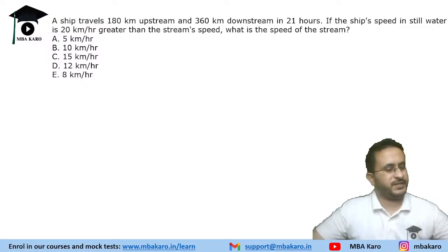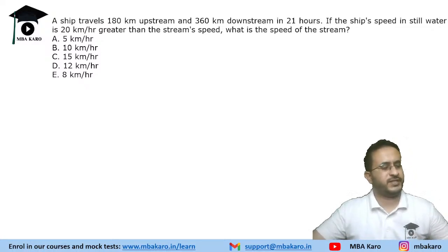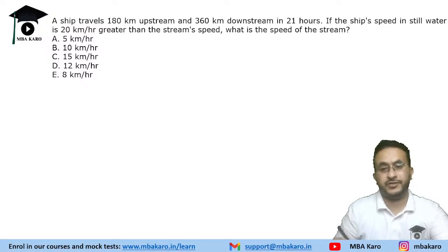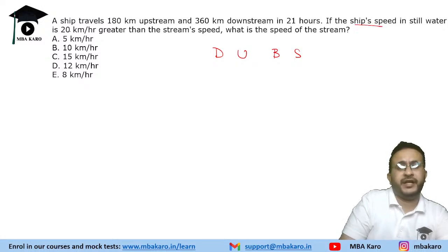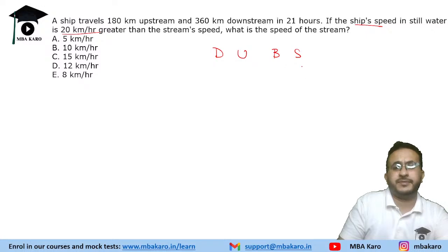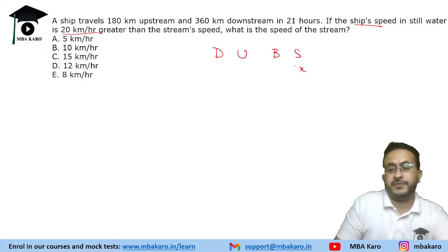So what happens in case of boats and streams is there are four kinds of speeds, right? You can remember them using the acronym DUBS. It is saying that the ship's speed is 20 kilometers per hour greater than the stream speed. So if you take the stream speed as x, the boat will be x plus 20.